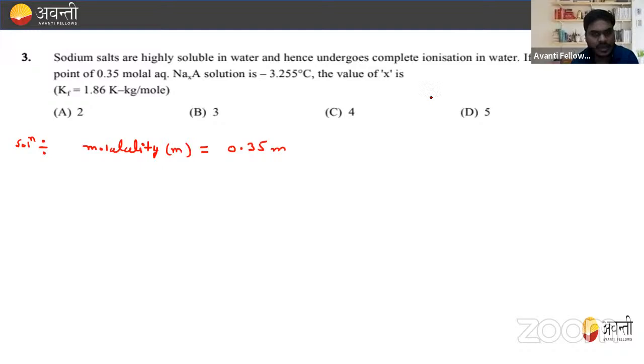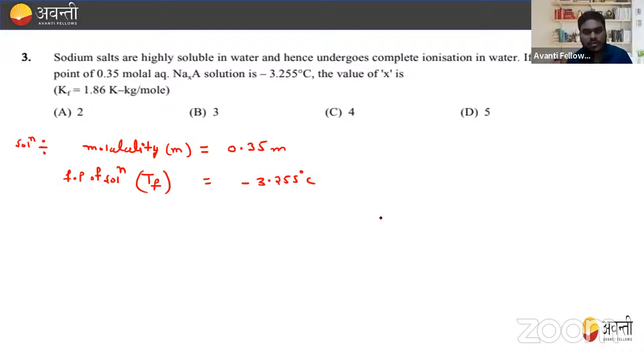Now, the freezing point of the solution, TF, is also given. This is the freezing point of the solution, represented by TF, and it is equal to minus 3.255 degrees Celsius. Okay. Now, sodium salt in a highly solvent like water undergoes complete ionization, right?